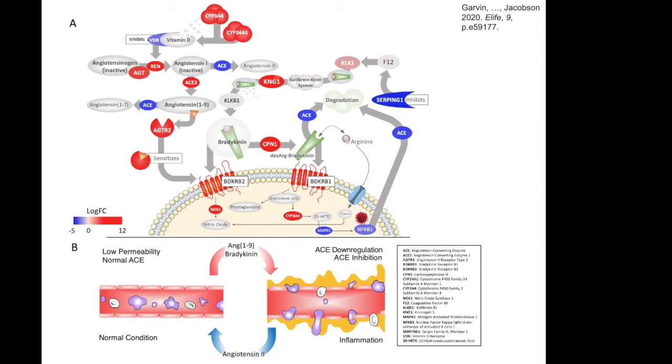We see several of the genes involved in proteases involved in the kallikrein-kinin system upregulated. KLKB1 is neutral. These two are up, and that will lead to an excess of bradykinin, and CPN1, that is responsible for converting bradykinin to an alternative active form, desarg bradykinin, is significantly upregulated as well.